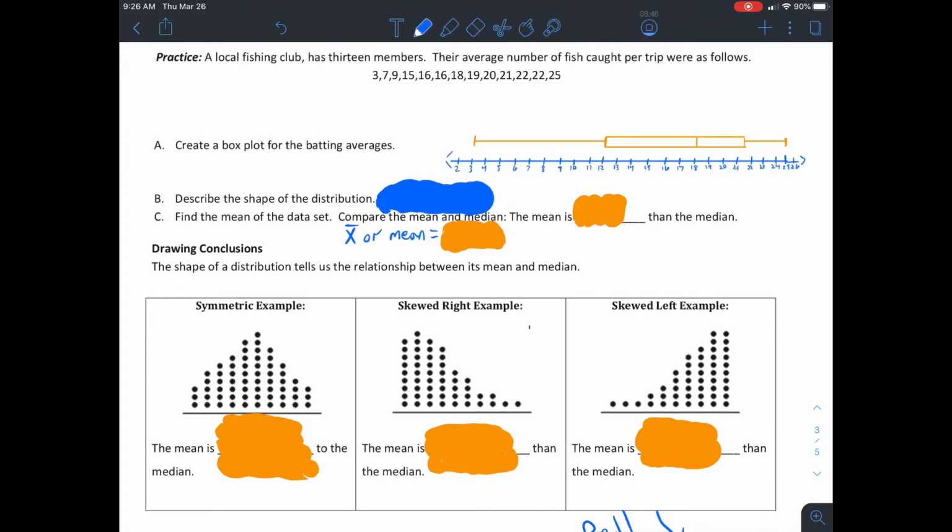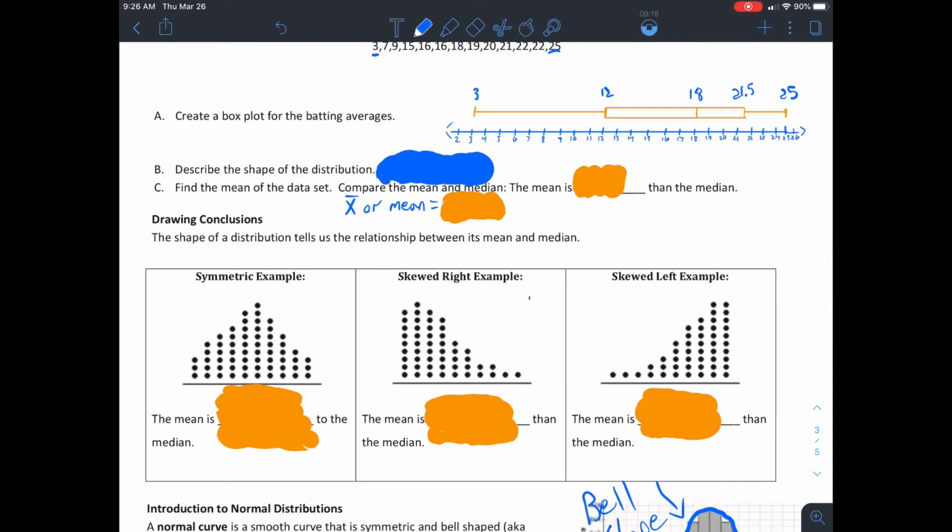So here I've created a box plot using our data set. It's already ordered from least to greatest, so I was able to see that 3 is my min, 25 is my maximum. I then used technology to calculate my 5-number summary. I found that my Q1 was 12, my median was 18, and my Q3 was 21.5.